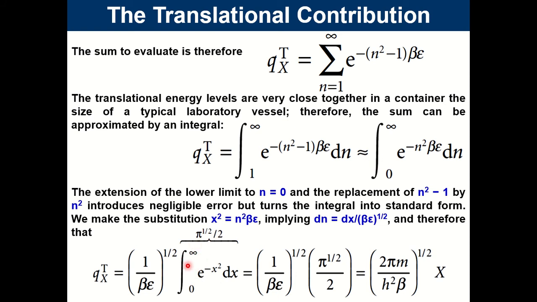And if you integrate it within the limits, this is the value that you will get, square root of pi by 2. So the entire thing gives you, in the final analysis, the square root of 2 pi m by h square beta, times x. So this is the expression for the partition function for translation motion in the x direction.